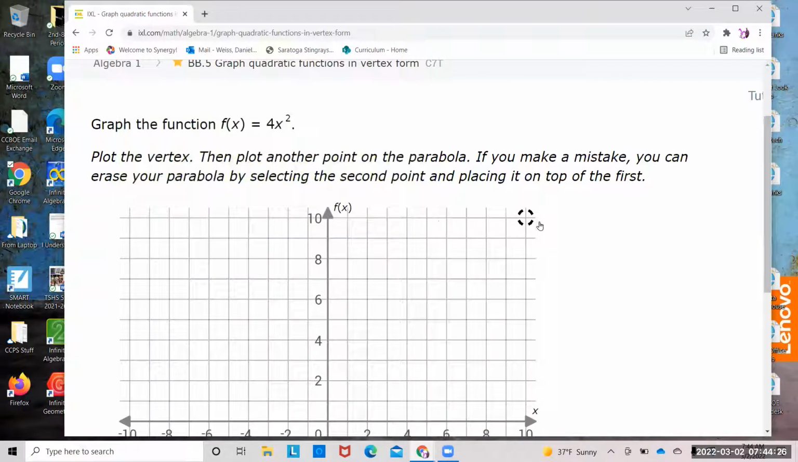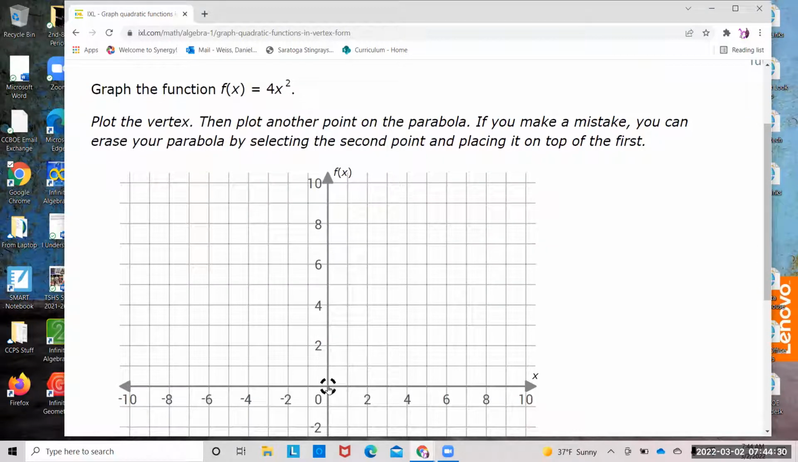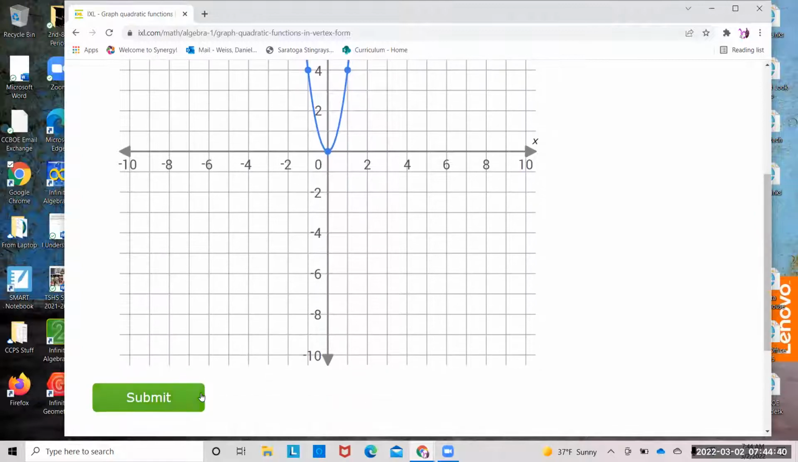I got it. 4x squared, same thing. I'm going to start at 0, 0. I put 1 in for x, I wind up at 4, right? Because 4 times 1 is 4.